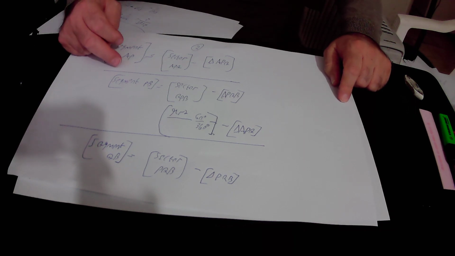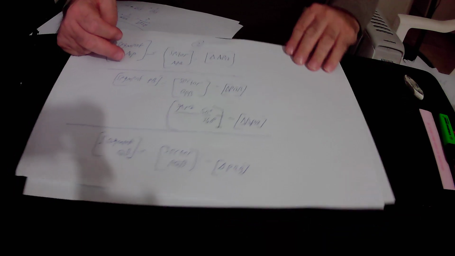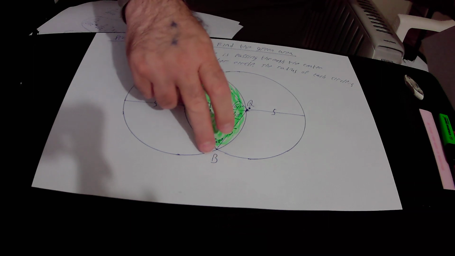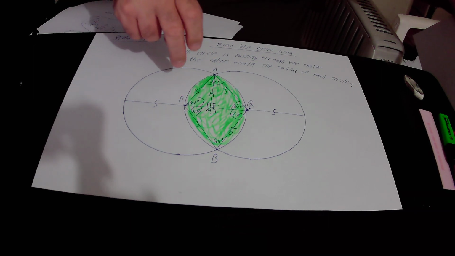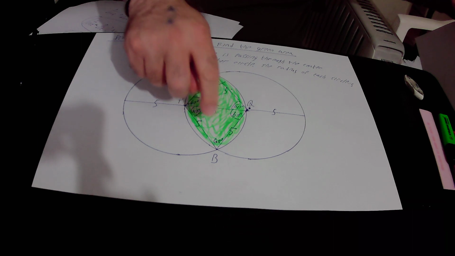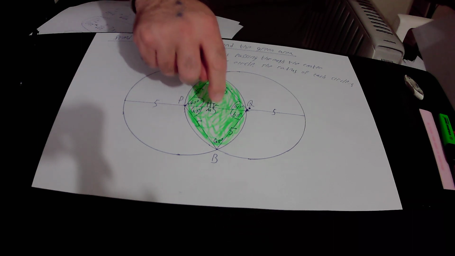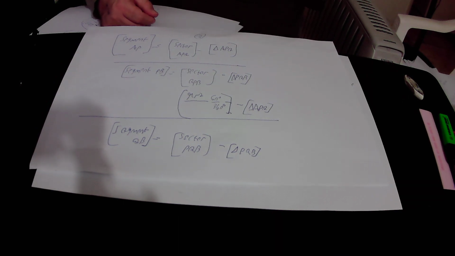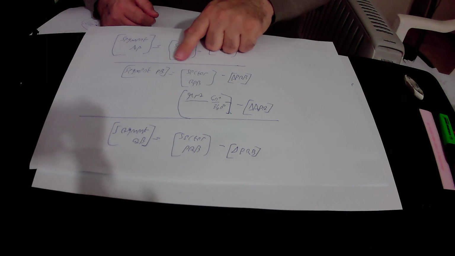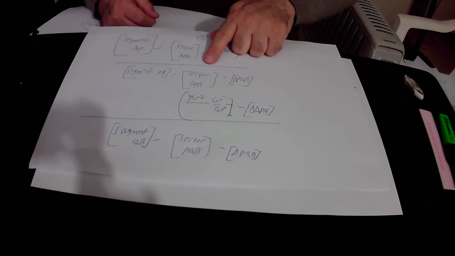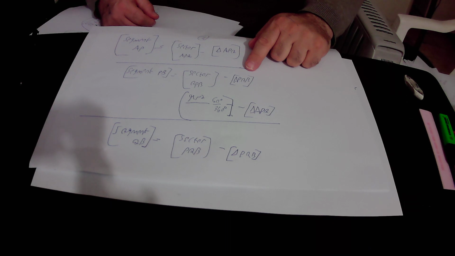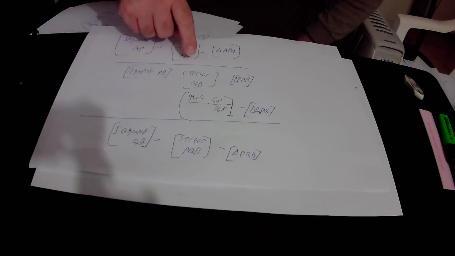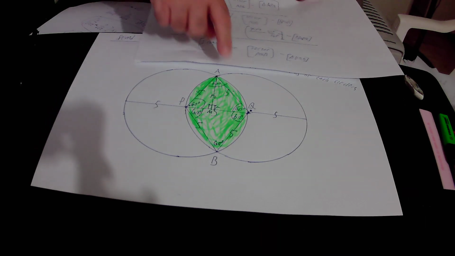So what will be the area of segment PB? The area of segment PB will be equal to the area of sector QBP minus the area of triangle QBP. The area of sector QPB, what is it?